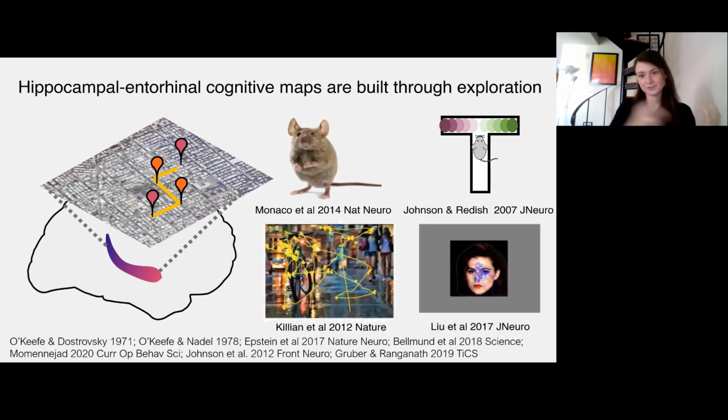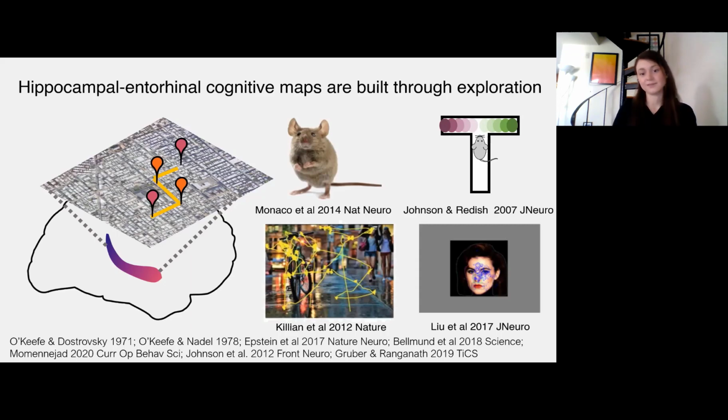And finally, full circle. This is also very important in human neuroimaging work, where the amount of visual exploration that people do, so moving their eyes around the screen on an image, relates to the strength of their hippocampal activity. So there's more examples than this, obviously, that I haven't listed, but this is just an example.